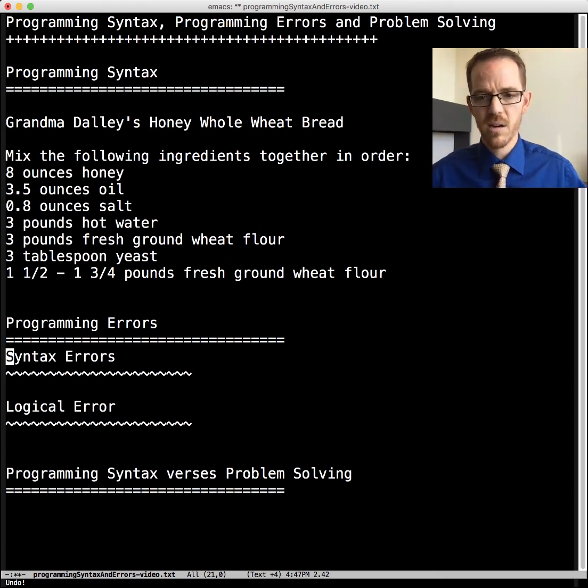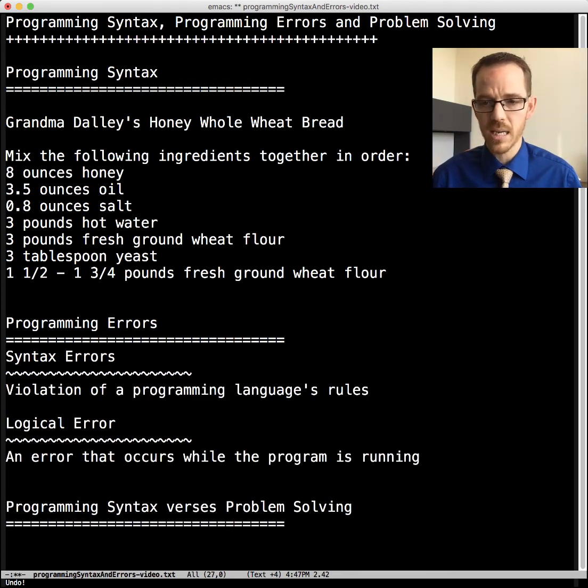The other type of error is a logic error. This is an error that occurs while the program is running, also known as a semantic error. An example of a logic error would be trying to read a file that does not exist. In addition to errors, you will also get warnings. Best practice is to eliminate all compiler warnings by fixing your code.